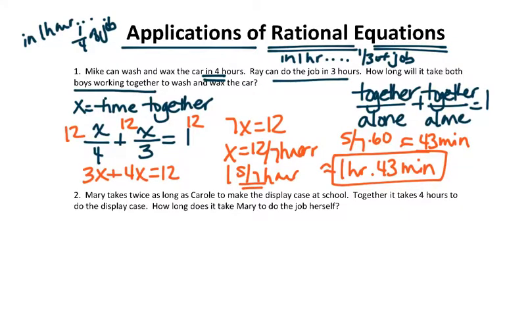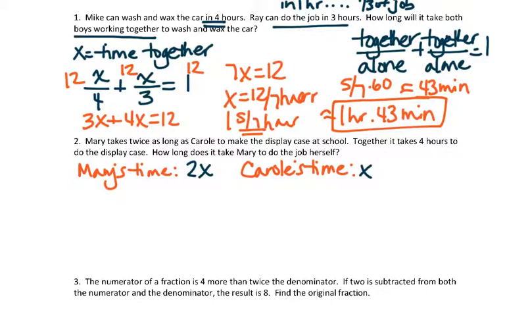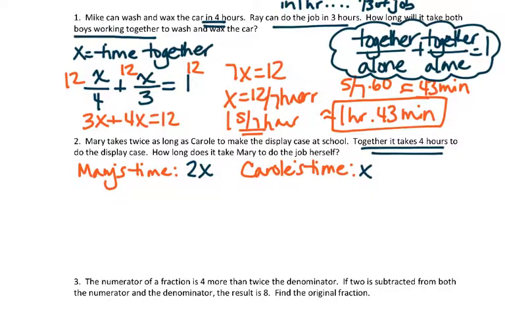Ta-da! The next one's another job problem, but it's a little bit different. Mary takes twice as long as Carol. So if Mary takes twice as long as Carol, how can we represent her time versus Carol's time? Right, Mary would be 2x and Carol would be x. Here we know the together. We know that the together is 4 hours. So we're going back to our equation, together over alone plus together over alone. So what's that? 4 over 2x plus 4 over x equals 1.